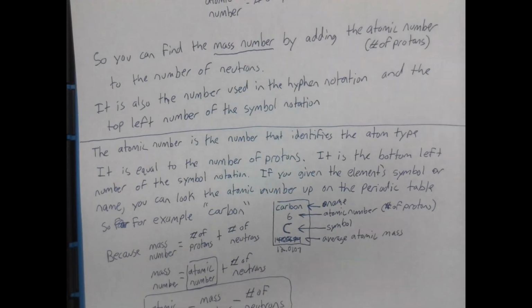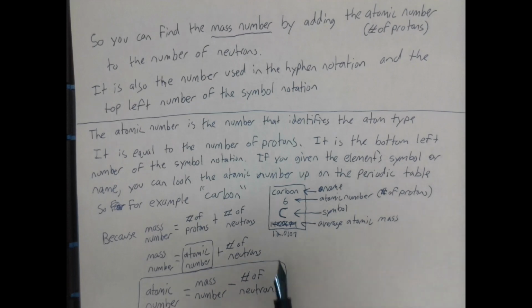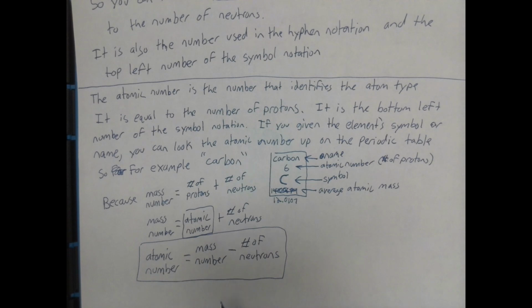To figure out the atomic number, if you were given the name, you can just look it up on the periodic table. If you're given the number of protons, that is the atomic number. If you're given the mass number and the number of neutrons, then you can do a little bit of algebra. Atomic number is equal to the mass number minus the number of neutrons.